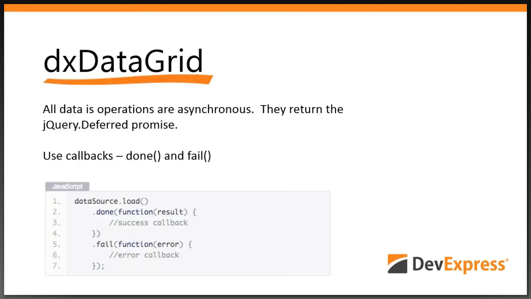Now, being a client-side control, all the data operations are asynchronous, and they actually return the jQuery deferred promise, which means that if you want to interact with that, you need to use callbacks such as done and fail. And I think Julian has a couple of things to add at this point.